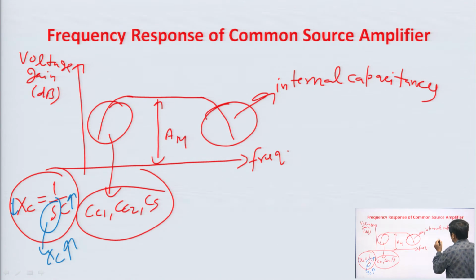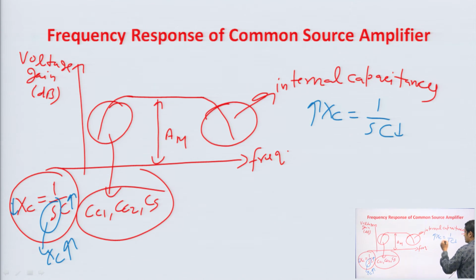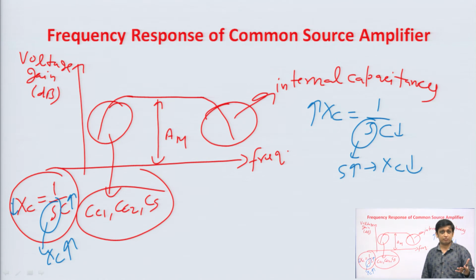And what about the internal capacitances? Just see, Xc is equal to 1 by Sc. Now, the values of these internal capacitances are very small, so the capacitive impedance will be very high. So, normally we consider that these internal, parasitic capacitances are acting as an open circuit. So, there is no effect of the internal capacitances, but what happens at high frequency? At high frequency, when S is high, then Xc will be reduced. Xc is reducing, what does it mean?